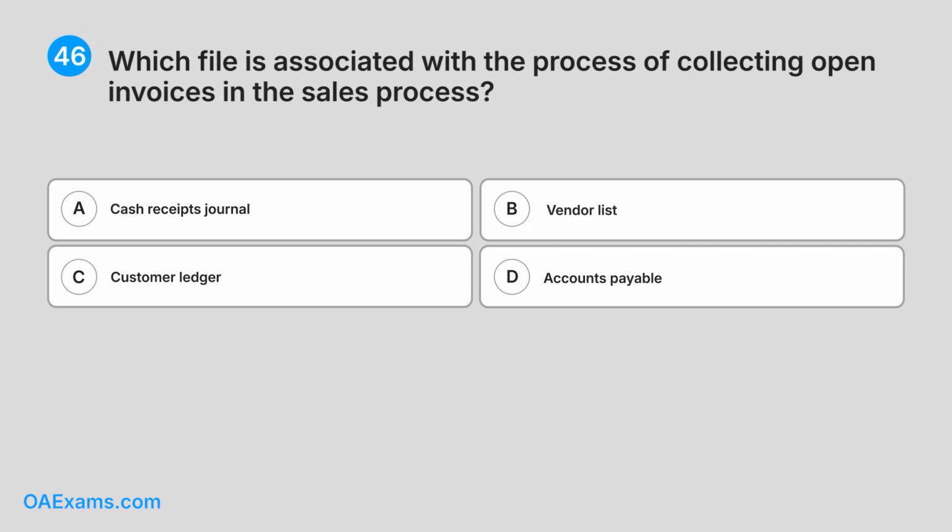46. Which file is associated with the process of collecting open invoices in the sales process? A. Cash receipts. B. Vendor list. C. Customer ledger. D. Accounts payable. What do you think is the answer?